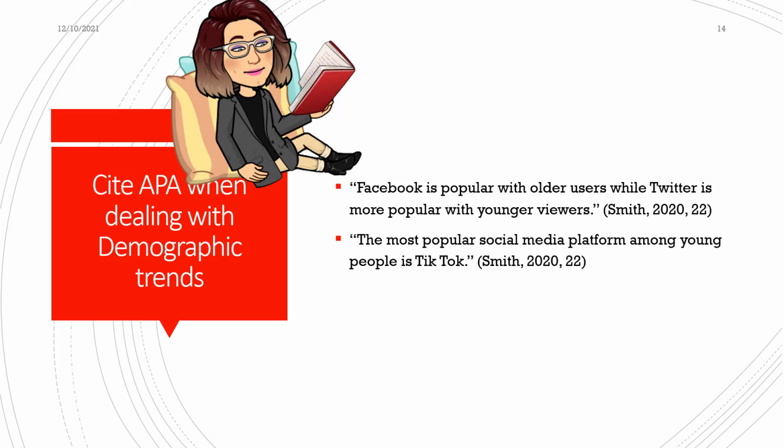Facebook is popular with older users, while Twitter is more popular with younger users. And so here you got to cite: when dealing with demographic trends, you have to cite the source.